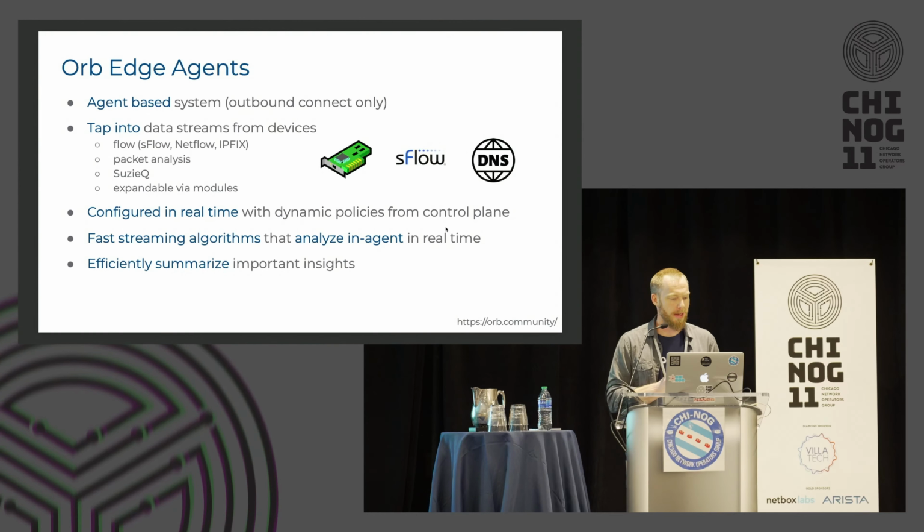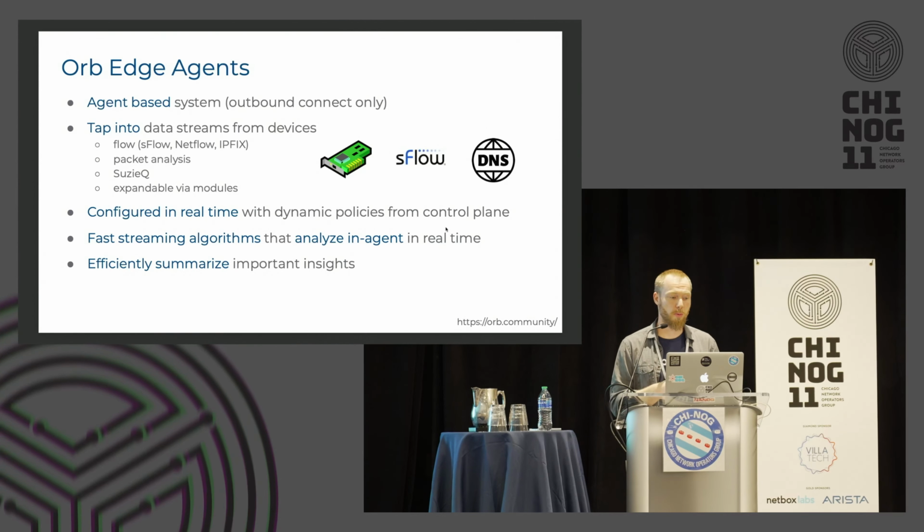So a little bit more on the agents themselves. So of course, this is an agent-based system, and the agents are able to tap into many different types of data streams. So we're going to talk about flow mostly in this talk. That means SFlow, NetFlow, IPFIX. It actually started as a packet analyzer though, so it's very good at doing packet analysis, and we've started to add other backends as well.